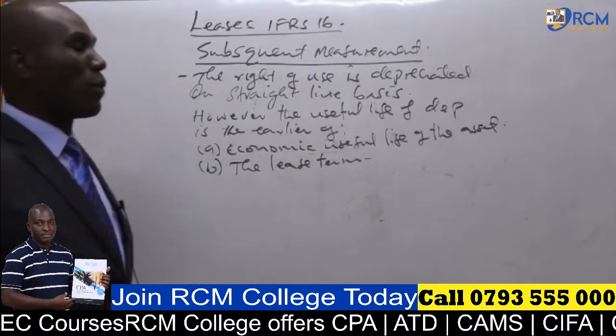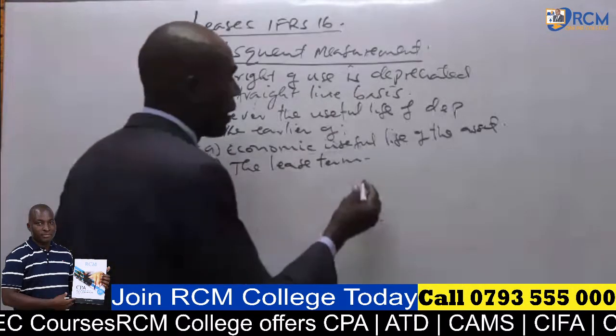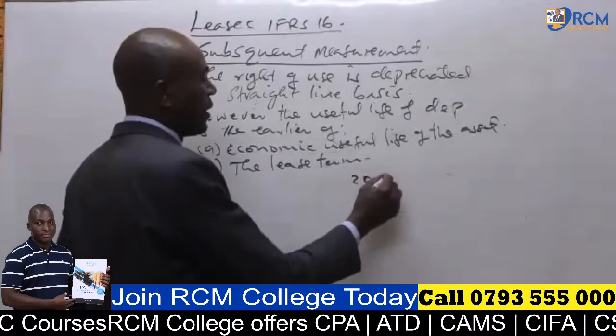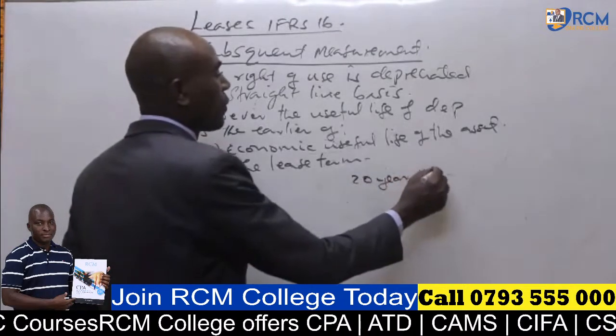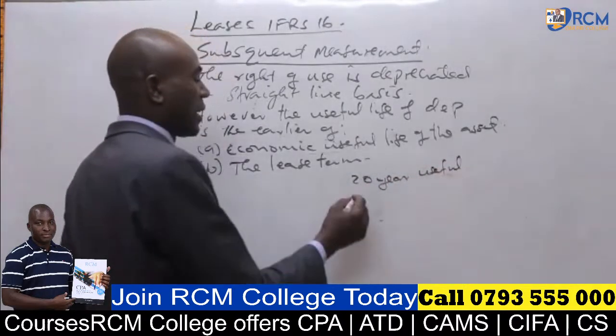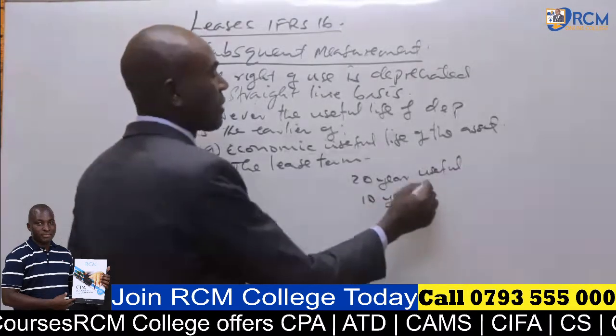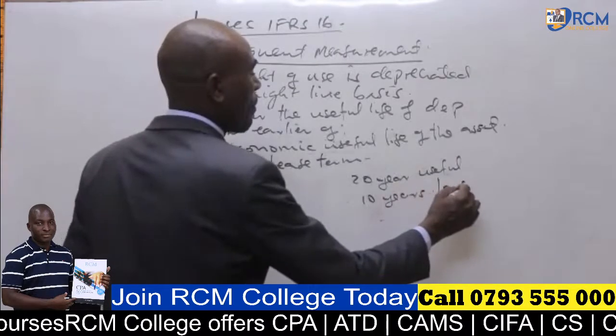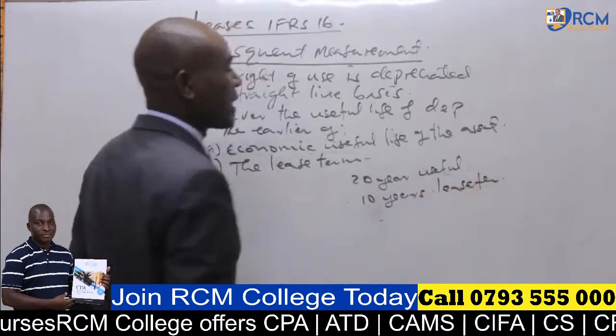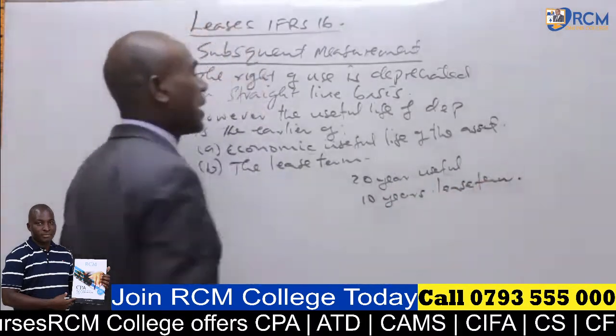For example, my good friends, the asset's useful life is 20 years. This is the useful life. For me, I'm taking the asset for 10 years. This is the lease term. This term is 10 years.